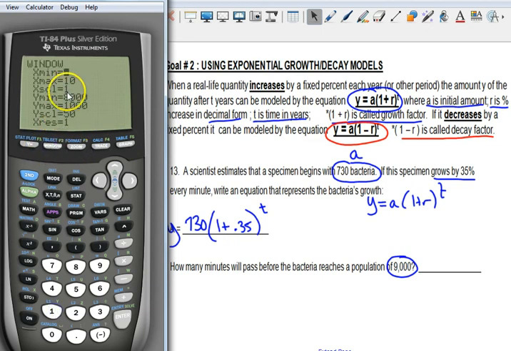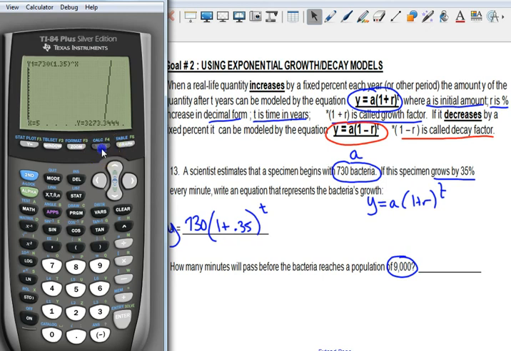0 to 10. Oh, I meant to put a 10,000 down here. Try again. Okay, now go to our graph. And you're going to see the curve eventually. There he is.